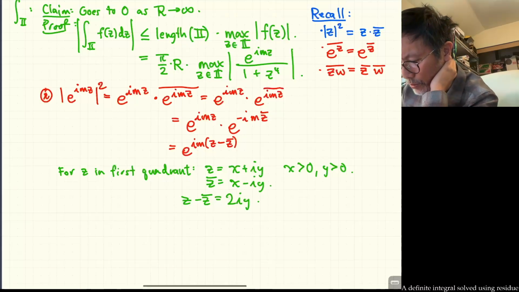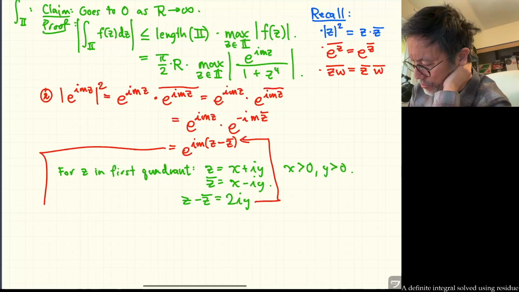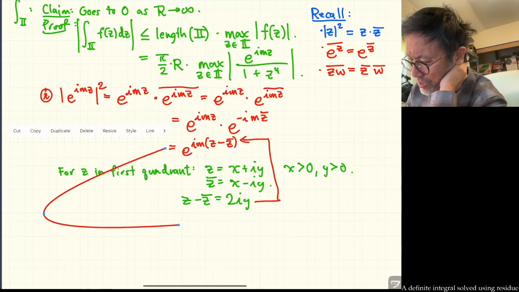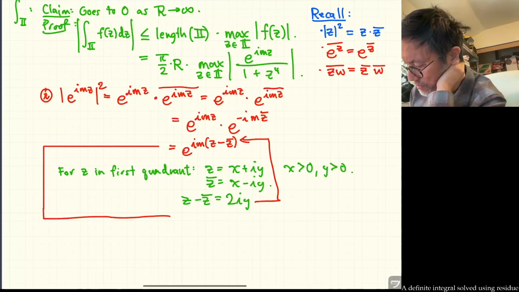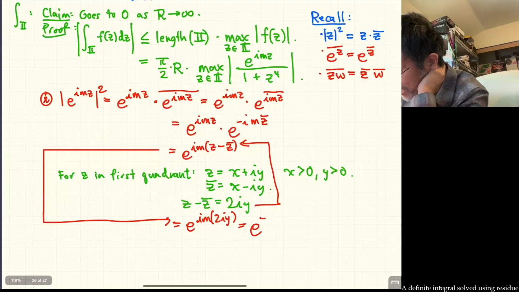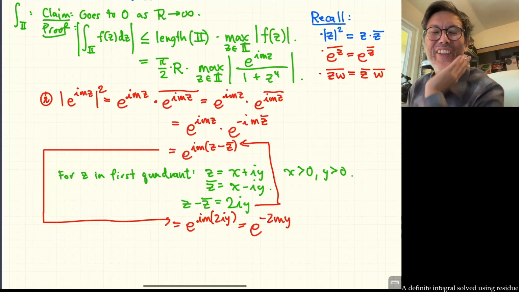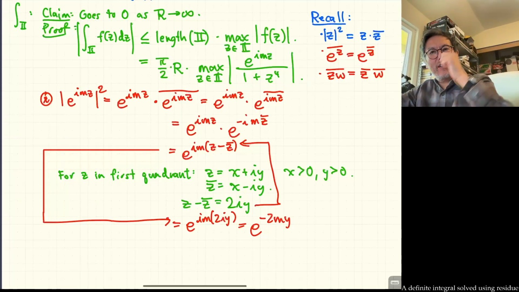So now shove this into what's above. What we come out with here is e to the im times 2iy. But the i's get married, and we get e to the negative 2my. Okay, there we go. We see the exponential decay happening as y gets larger, no matter where we are in that first quadrant. You feel what I'm saying?